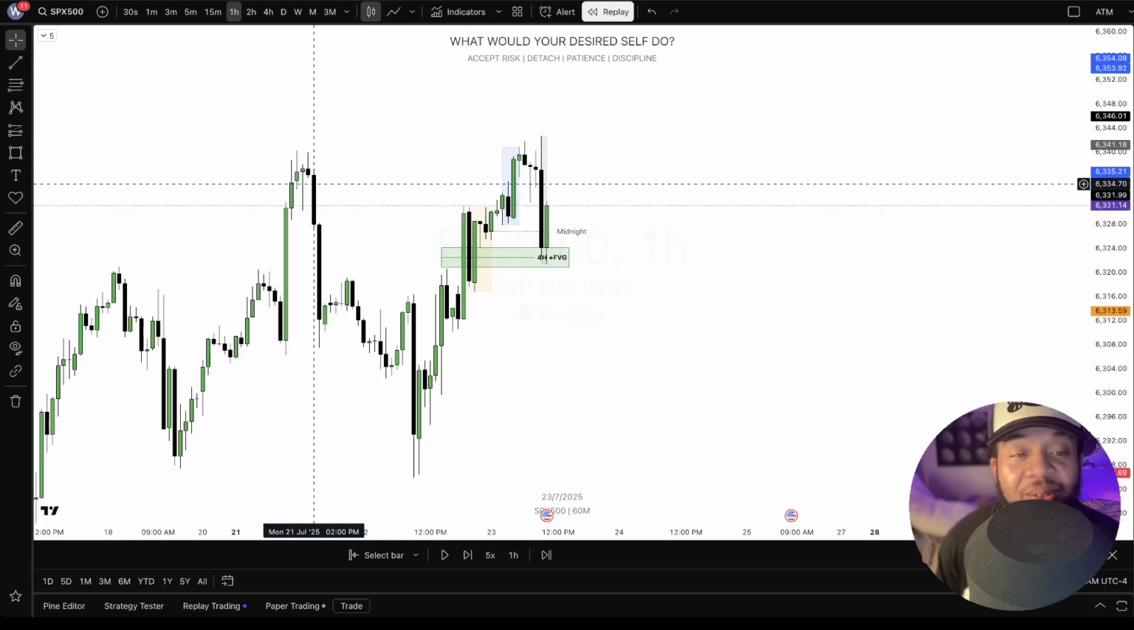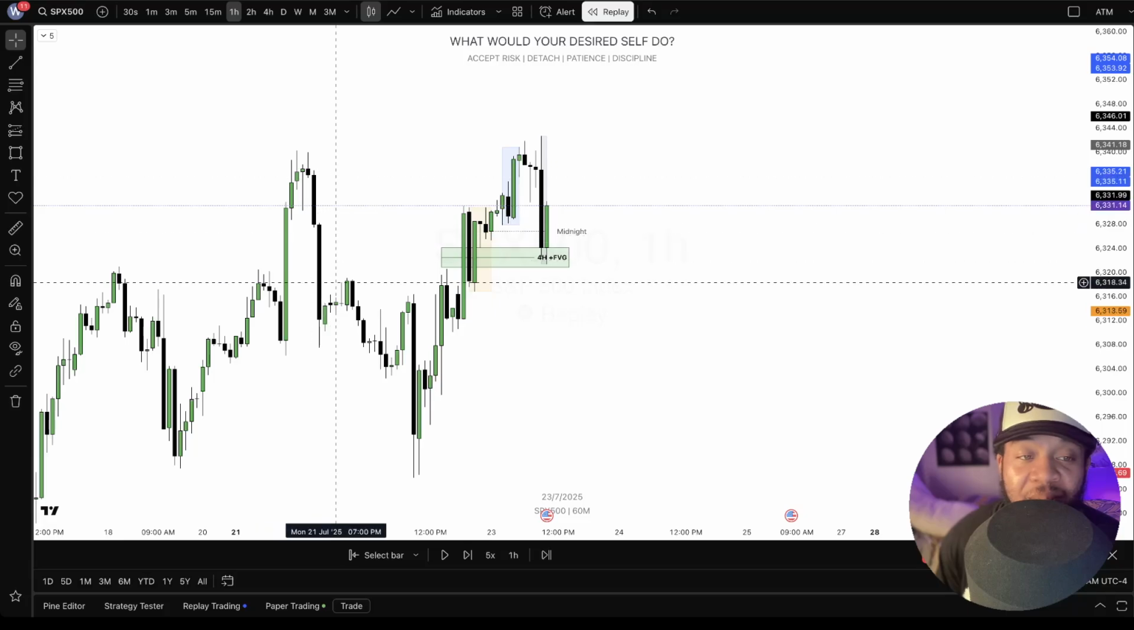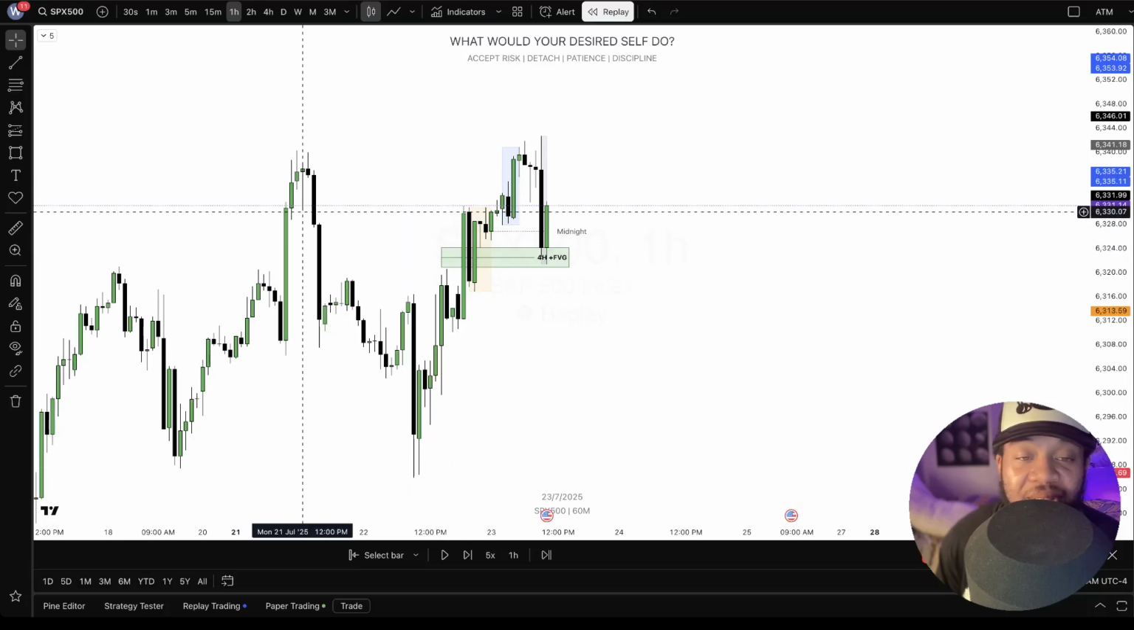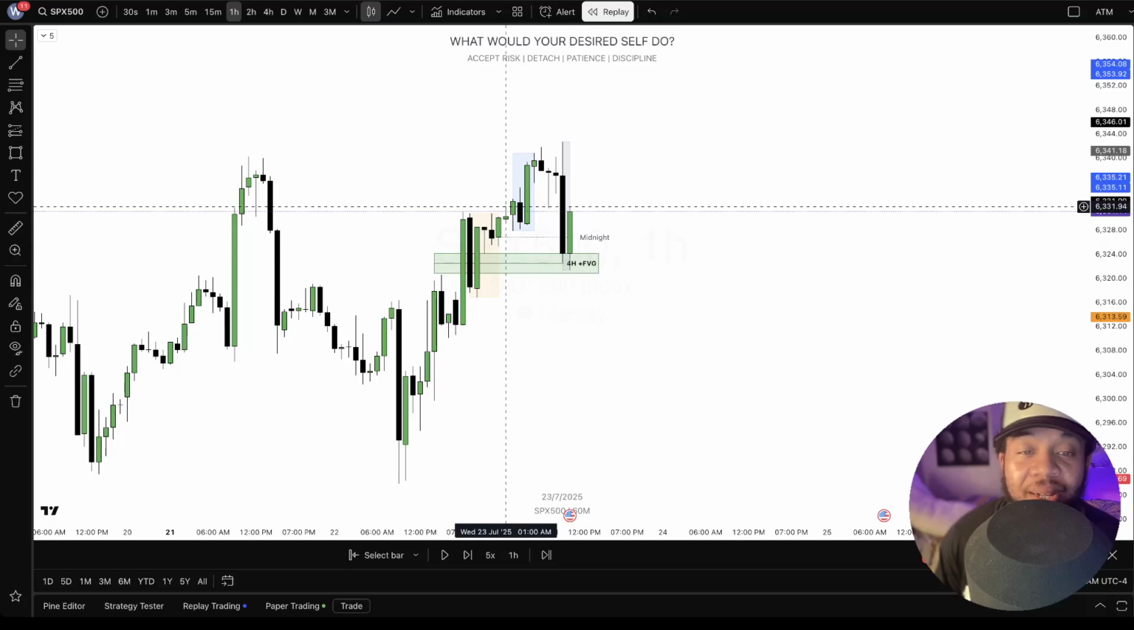We wouldn't have closed above this one, especially it being the first presented gap of this breakdown after it broke structure. So got this 4-hour fair value gap, right? We're below London lows.